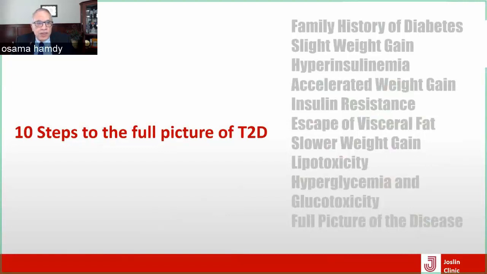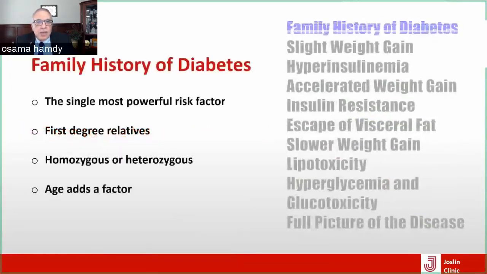So let me start with the first step. The first step is someone has a family history of diabetes. If you have a family history of diabetes, this is the strongest risk factor for development of type 2 diabetes, especially if it is from a first degree relative, and especially if it is from both parents, not from only one of them. Definitely the risk will be higher. And when people advance in age, the risk becomes higher and higher. So this is the first step. Someone has family history of diabetes.